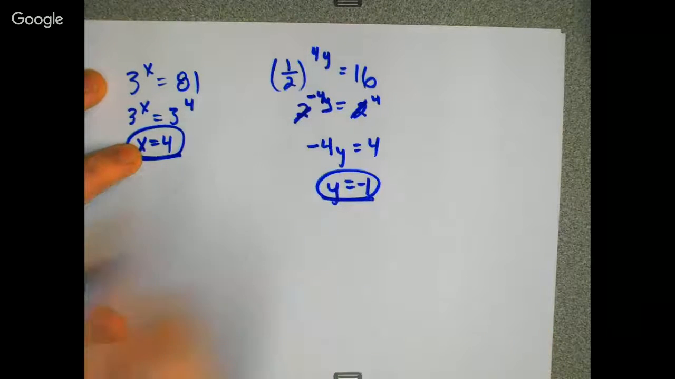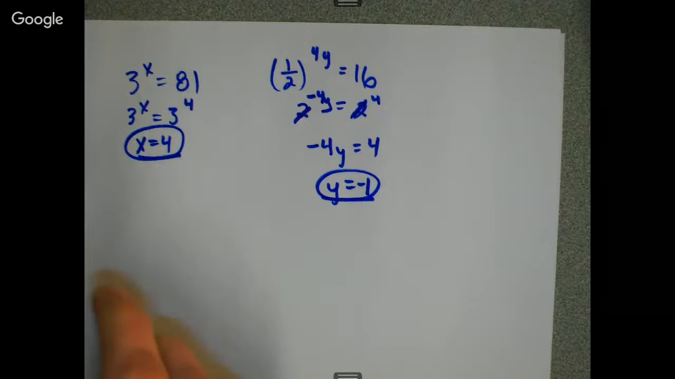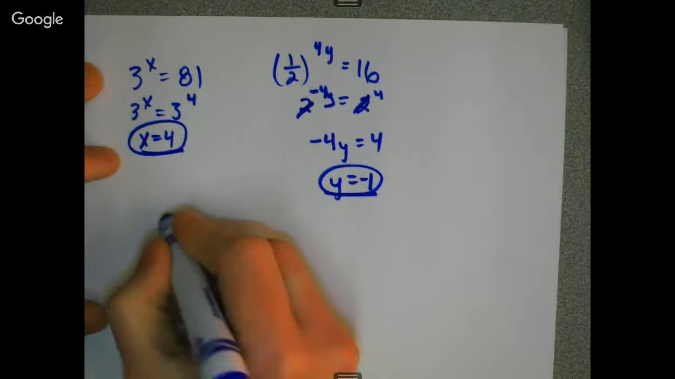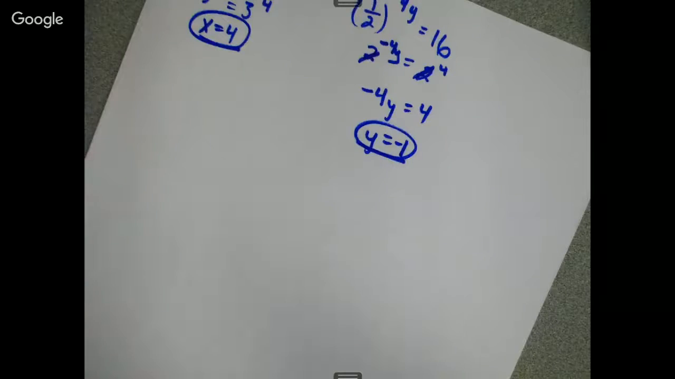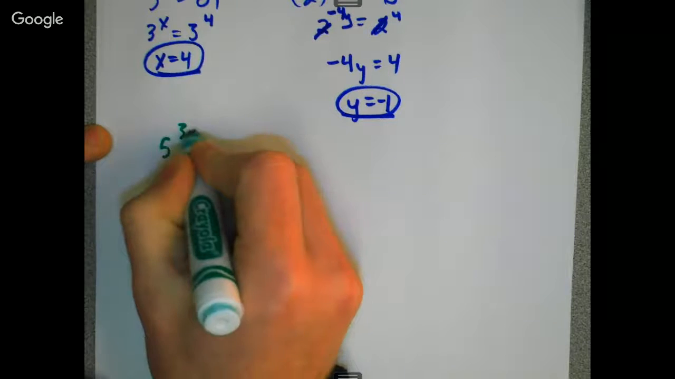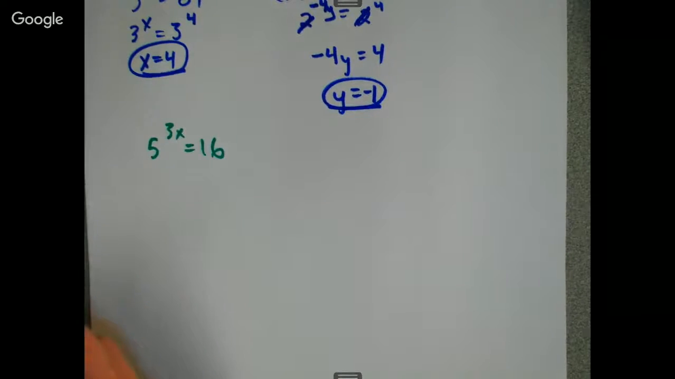So these are the simple versions of how to do that. Now, what happens if I'm unable to make both sides the same base? So let's say I have something, let's switch colors here for the more complicated ones. Let's say I have something like 5 to the 3x equals 16. Now, I can't make 16 a base 5, okay?